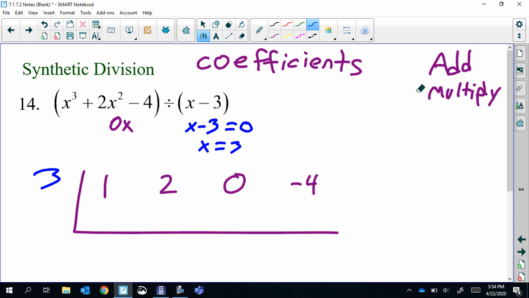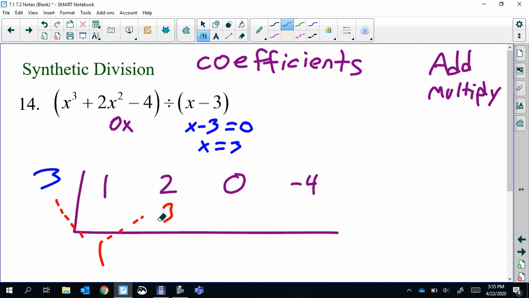All right, so now we've got 2 steps. Add and multiply. We add straight down and we multiply kind of in a V diagonally. We'll see that in a second. So add straight down. 1, there's nothing to add, so we get 1. Now we multiply. This is that V I was talking about. You multiply the 3 times the 1, and you put the answer right here in the diagonal. 3 times 1 is 3.